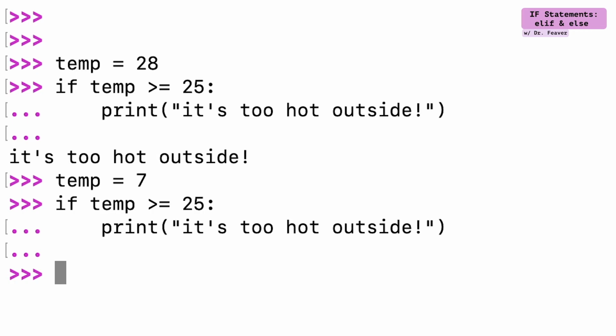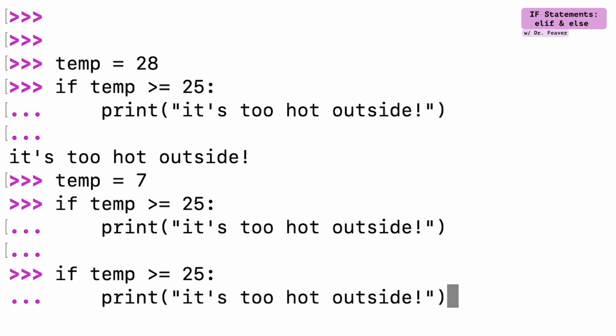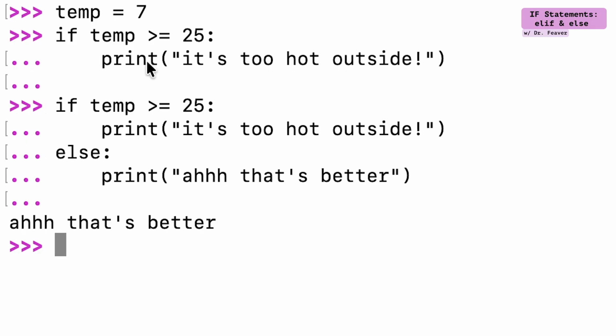Now I want to introduce an else clause, because right now the way we have this set up is if the temperature is less than 25, just nothing happens. But if I modify this and I say, okay, if it's bigger than or equal to 25, print this one statement, else print, that's better. Then what happens here is, since my temperature is 7, it prints what happens under the else clause.